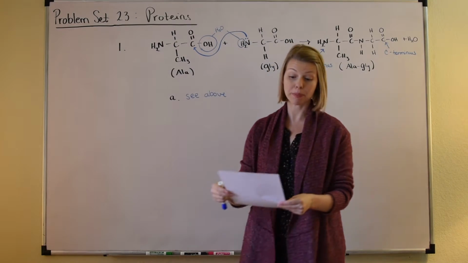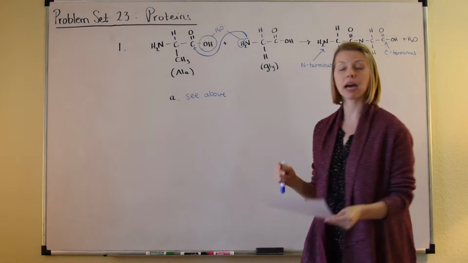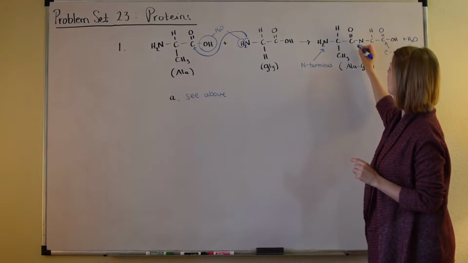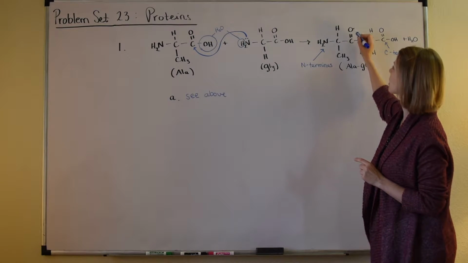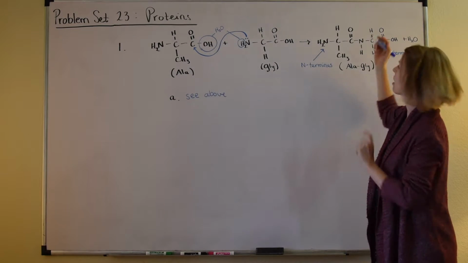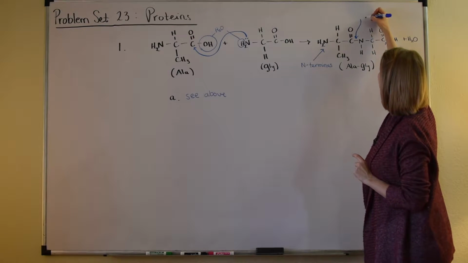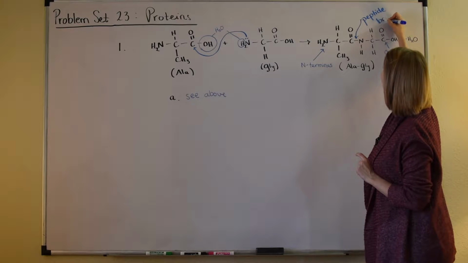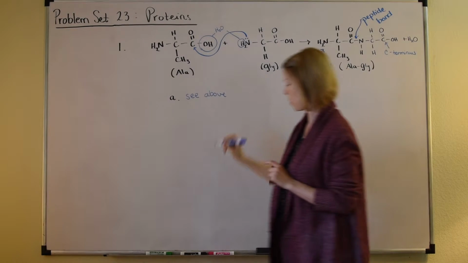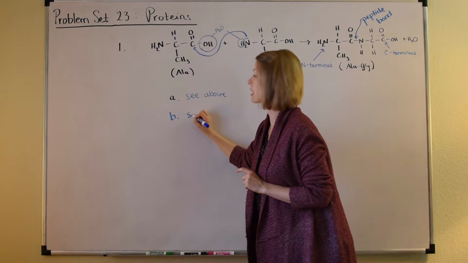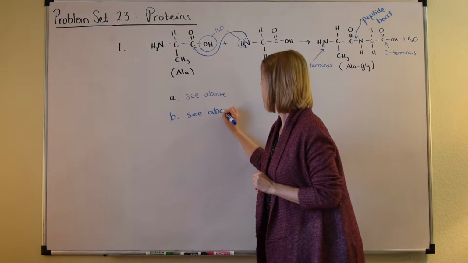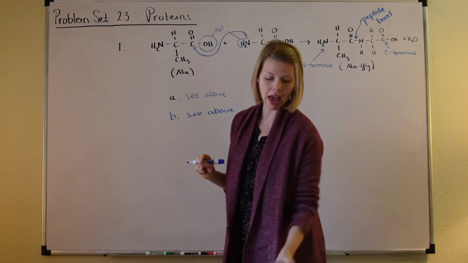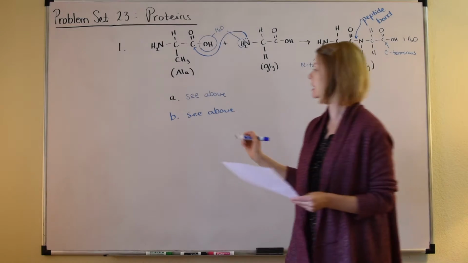Okay, part B, label the peptide bond. So remember, the peptide bond is the amide bond where the carboxylic acid and the amine came together and formed this new bond here. Okay, so for part B, again, I'll write C above because I labeled it up there in our drawing. And last but not least for number 1, part C.